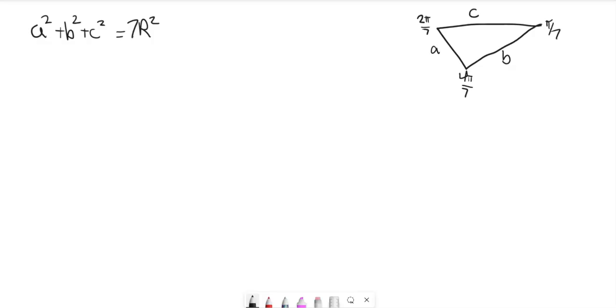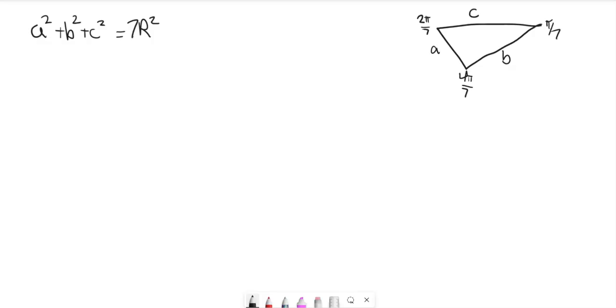And in yesterday's last video, I derived the above identity where a squared plus b squared plus c squared equals 7 times r squared, where a, b, and c were the lengths of the heptagonal triangle, and r was the circumradius of the heptagonal triangle. It's also the circumradius of the regular heptagon as well. What we're going to do today is a little bit more with this particular identity, and we're going to derive another trig identity from it.